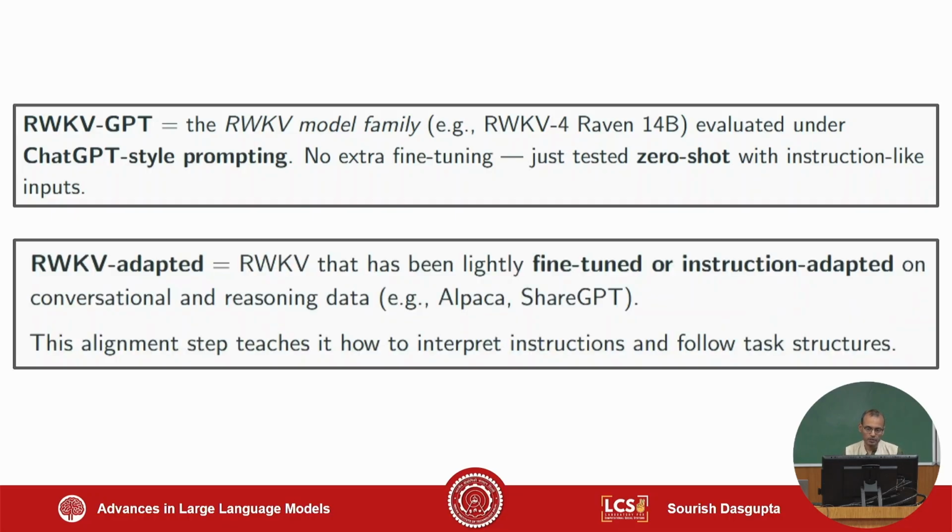And they also created another version, which is the same thing, but they fine-tuned it through certain instruction, basically what we call instruction tuning. So they did some instruction tuning on Rakov and came up with this version, which they called Rakov adapted on certain conversational and reasoning data, right? Just to check whether it aligns better in terms of following instructions, which are ChatGPT-style prompt-based instructions.